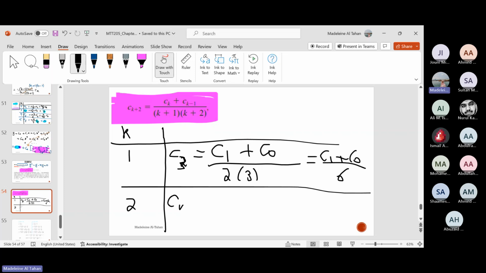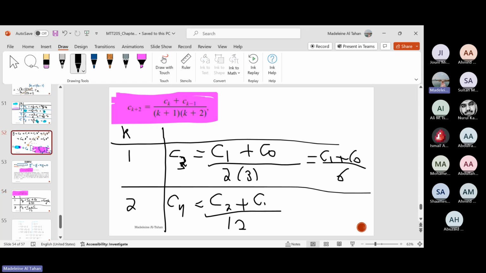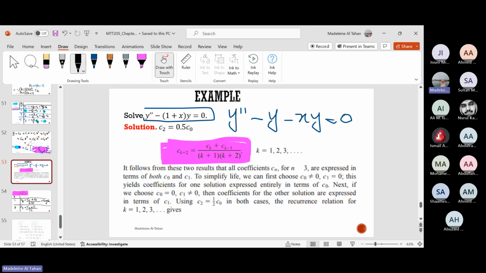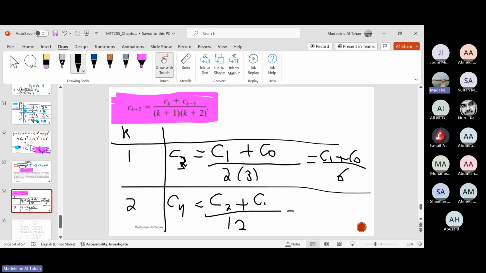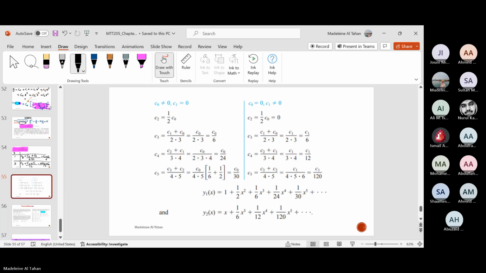Let's try k equal 2. We will get C4 is equal to C2 plus C1 over 3 times 4, which is 12. And again, C2, I should be putting for you here. C2 is equal to what? Half C0. So we will write here 0.5 C0 plus C1 over 12. So each term is dependent on what? On C0 and C1.